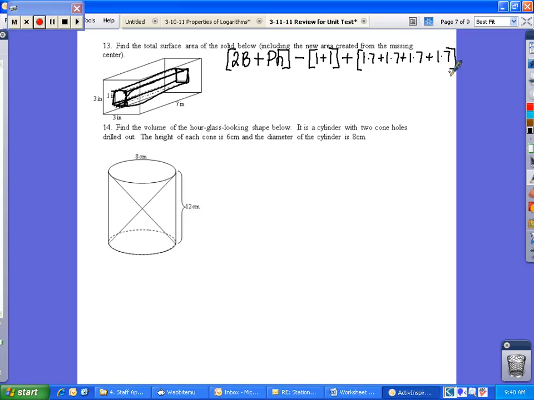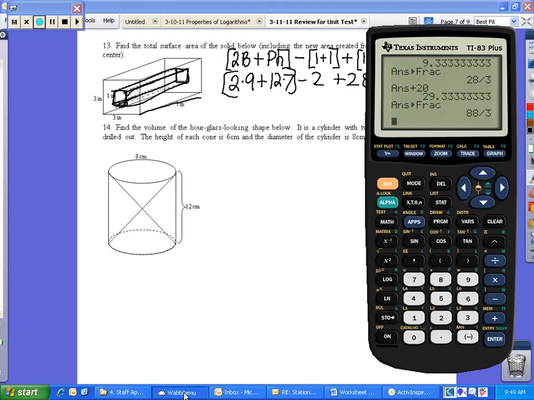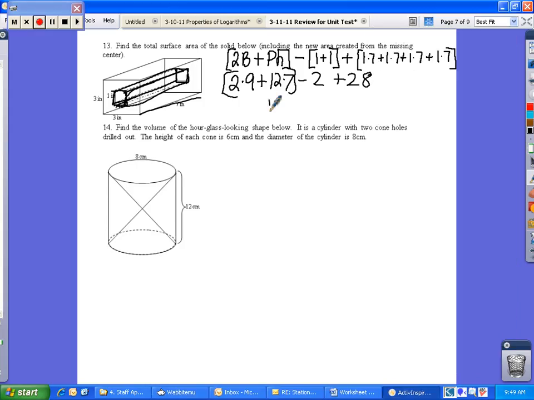Okay, so let's fill in the first part. The area of my base of the prism is 3 by 3, so 3 times 3 is 9. The perimeter is 3 plus 3 plus 3 plus 3, or 12, times the height, which is 7. That is the height of the prism, the length between the bases. Then I'm going to take out 1 plus 1, which is 2, and add in 7 times 4, which is 28. So let's calculate 2 times 9 plus 12 times 7. It gives me 102. Now I have to subtract out 2 and add in 28, and I get 128 inches squared.